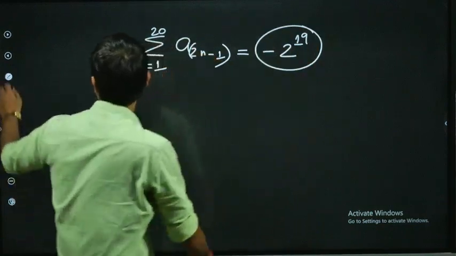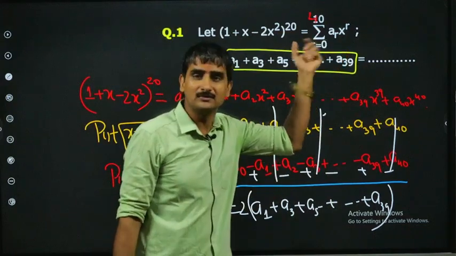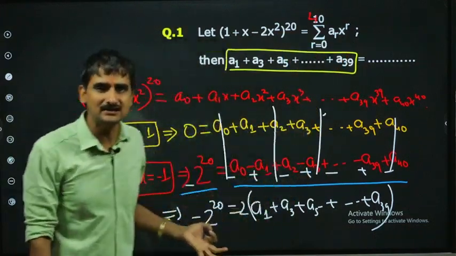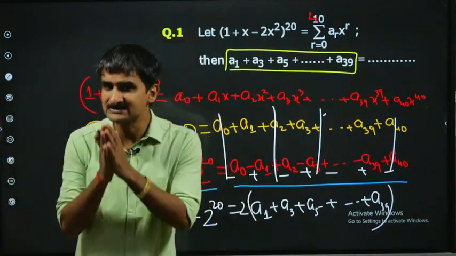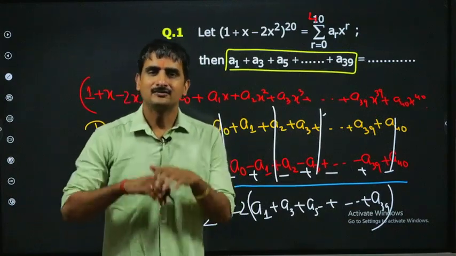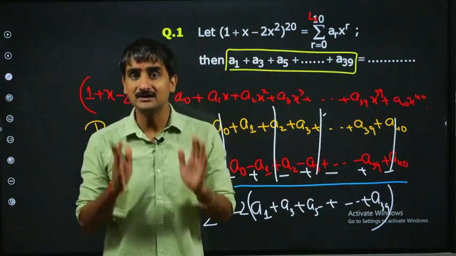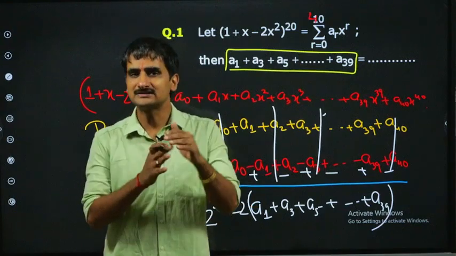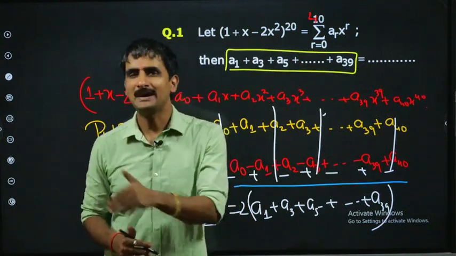If the question had been the sum of all even coefficients of this polynomial expansion, you would have just added them, and the answer would have been, I think, 2 raised to power 19. The answer is not important. What is important here is the method. Sum of all odd, sum of all even, the method is very clear and simple: replace the variable once by 1 and another time by minus 1.